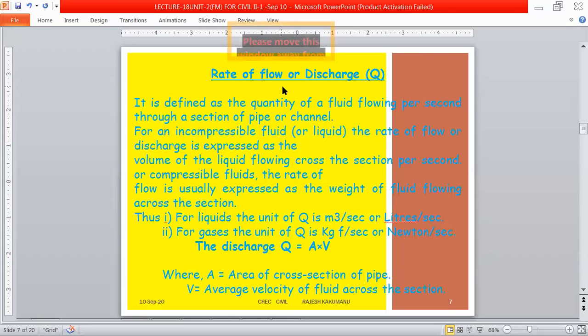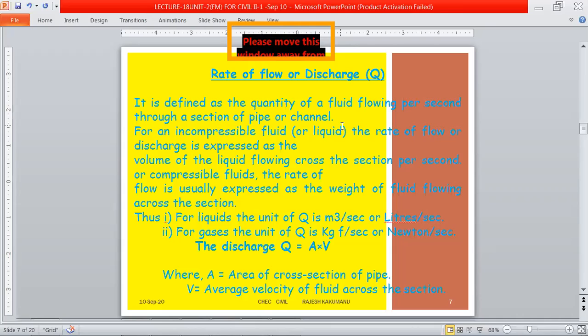Okay. Next topic is rate of flow or discharge, Q. How much fluid is passing through a container, section, or chamber. It is defined as the quantity of fluid flowing per second through a section of pipe or channel. That is nothing but the rate of flow, or discharge.